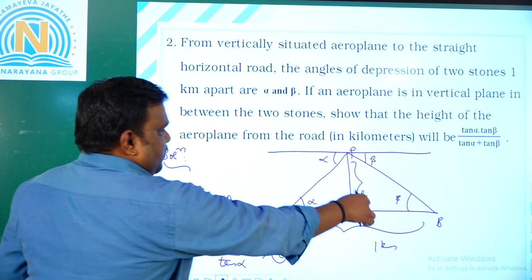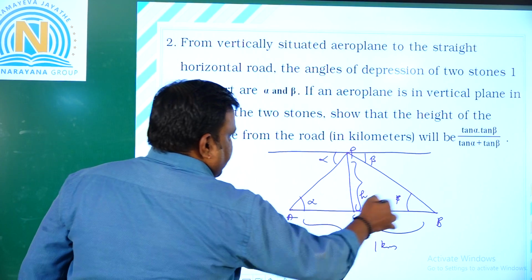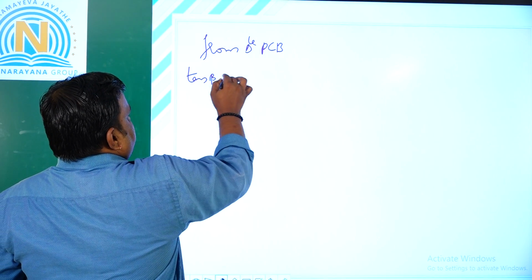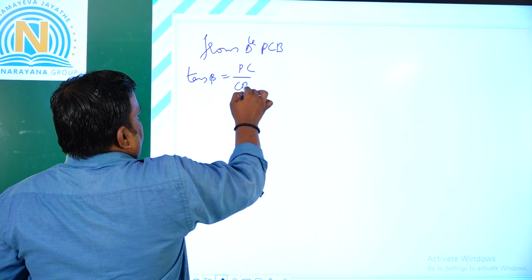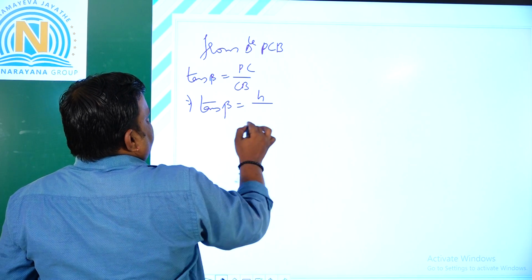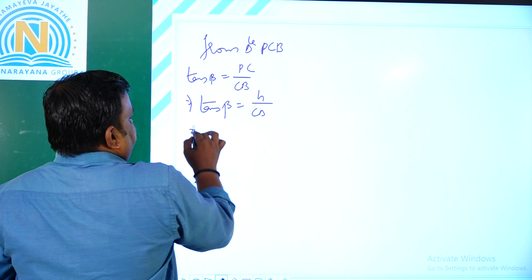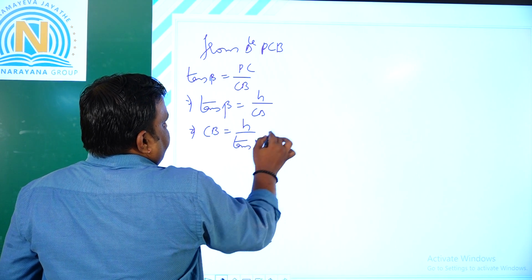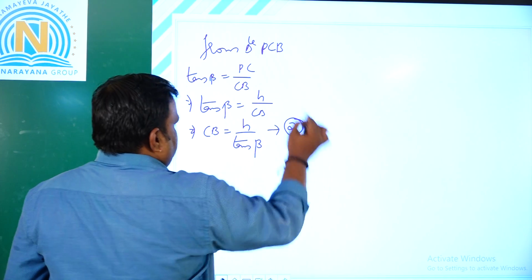From triangle PCB, again tan beta is equal to PC by CB. So tan beta is equal to PC, which is nothing but H, by CB. From here, CB is equal to H by tan beta. Name this as the second equation.